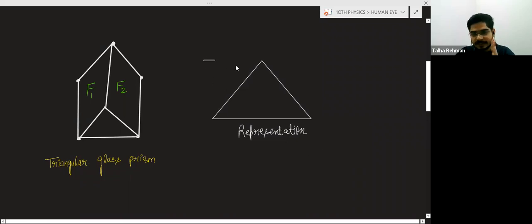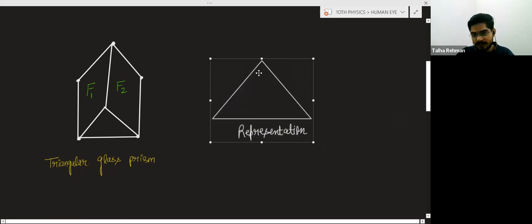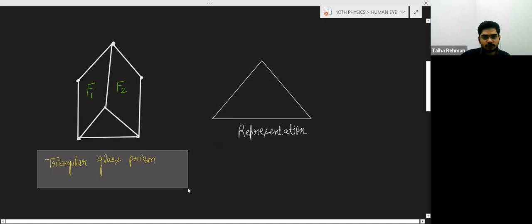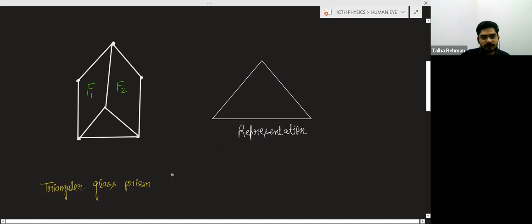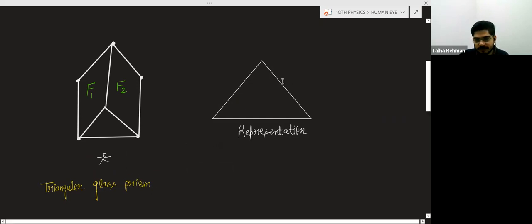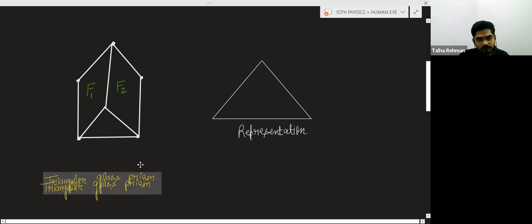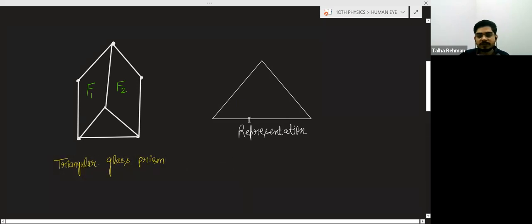So basically this is how we will represent the glass prism in the triangular form. Suppose you are the observer here, and you are watching this glass prism from this side, so you will see only this face of the glass prism. So according to this observer, this figure is drawn. This is the representation.